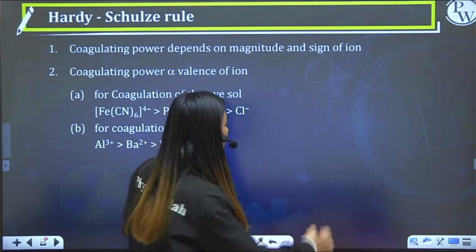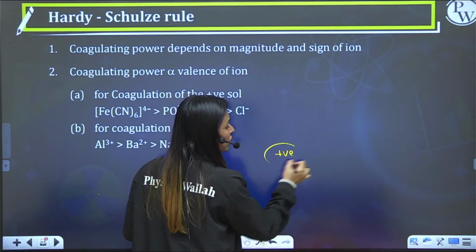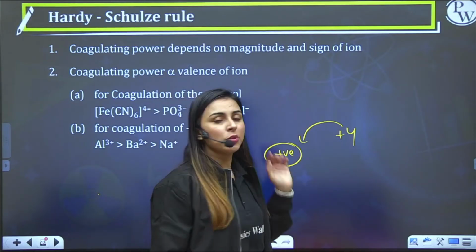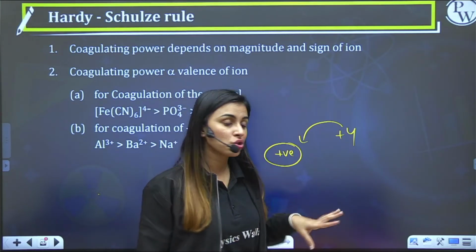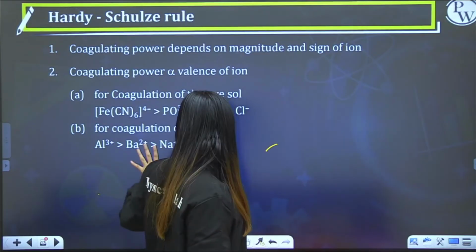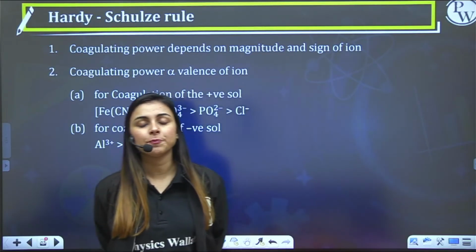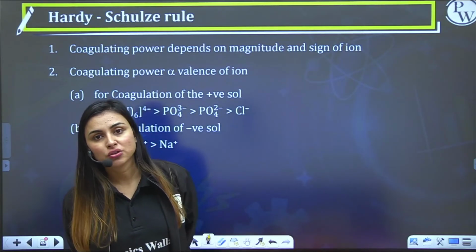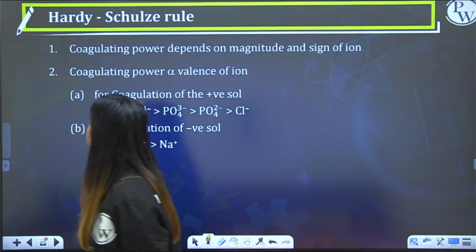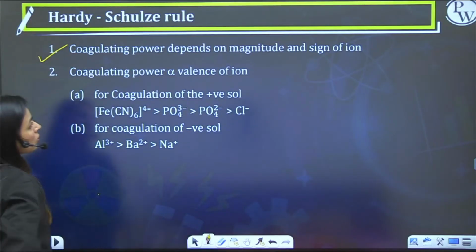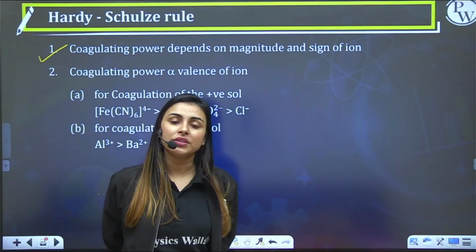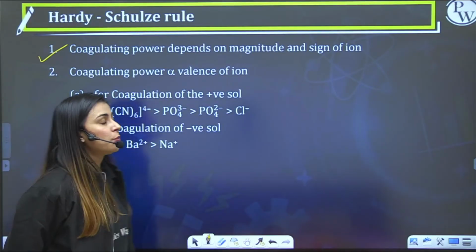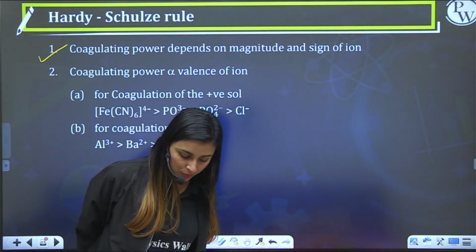Let's say you have a positively charged colloidal solution and you add a positively charged electrolyte with a +4 charge. Will it be able to coagulate it? No, you need an opposite charge. So both the sign of the charge of the electrolyte and the magnitude of the charge play a very important role. The first point is coagulating power depends on the magnitude and the sign of the ion.